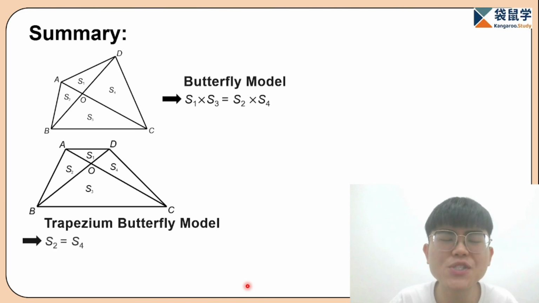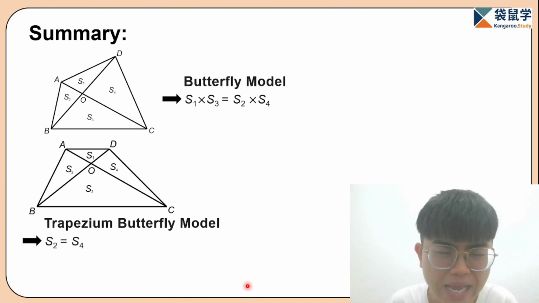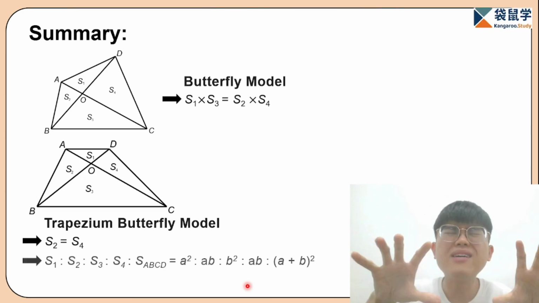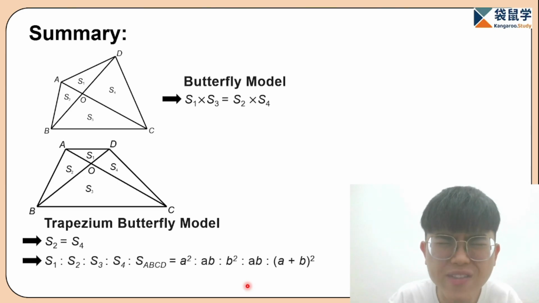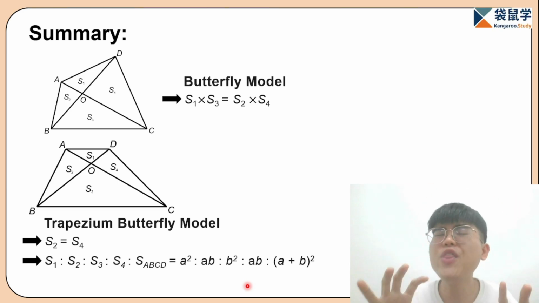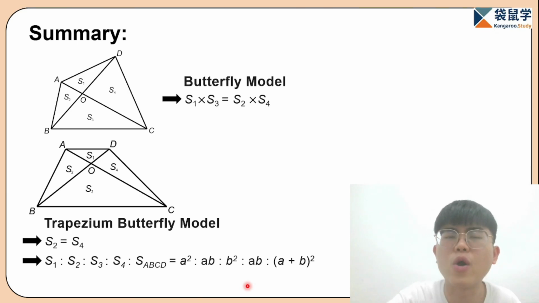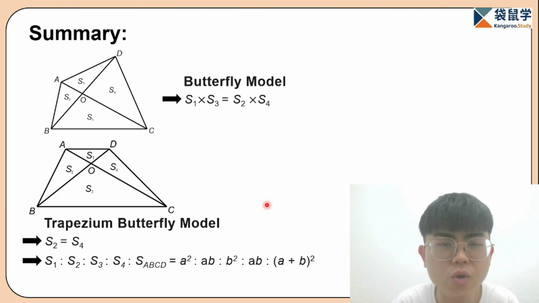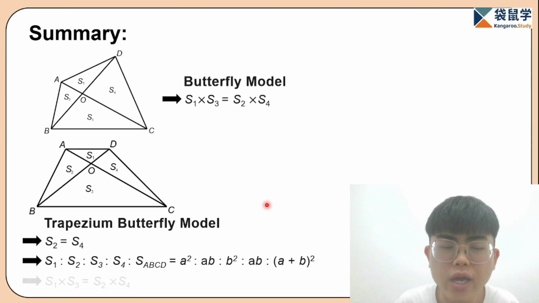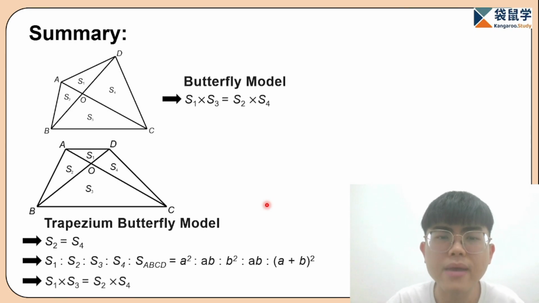So, what is the first conclusion that we get here? We know that S2 is equal to S4. Other than that, what do we know? We also learn about the area ratio for all of the triangles and the whole figure. Although it is not applicable in our question right here, it is very, very useful for you to solve other questions. Alright, and finally, in the trapezium butterfly model, you have to know that the opposite triangles will also have the same area.